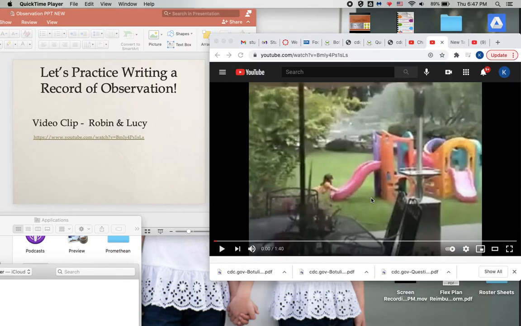All right, next I'm going to need to determine who am I observing. Well, if I look at the slide, I know that I'm observing Robin and I'm observing Lucy. Lucy is right here at the bottom of the slide. Robin is up here at the top of the slide. You just can't see him yet, but you will. Okay, so we have Robin and Lucy. That is who we are observing.